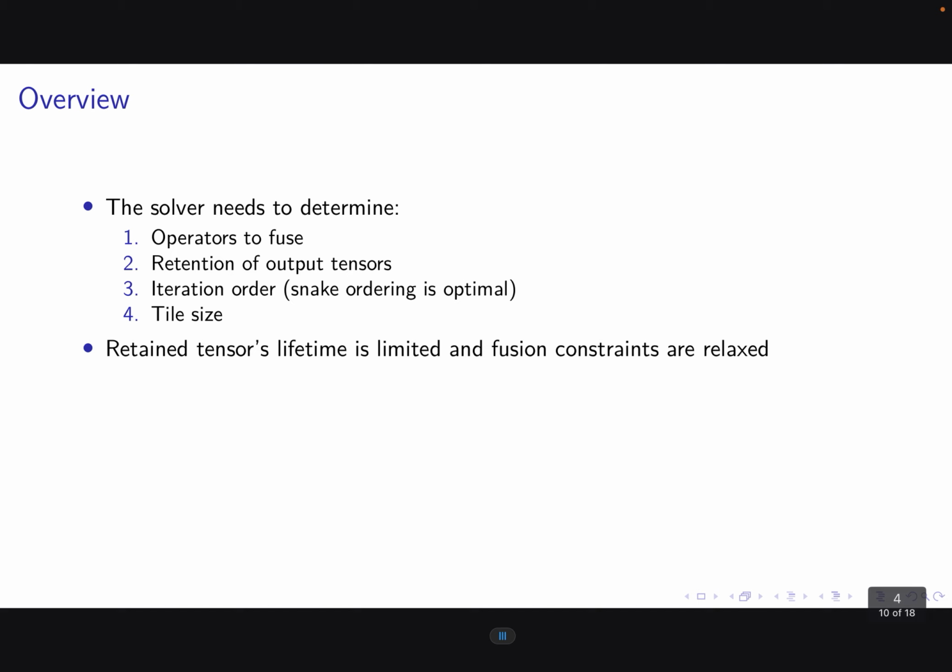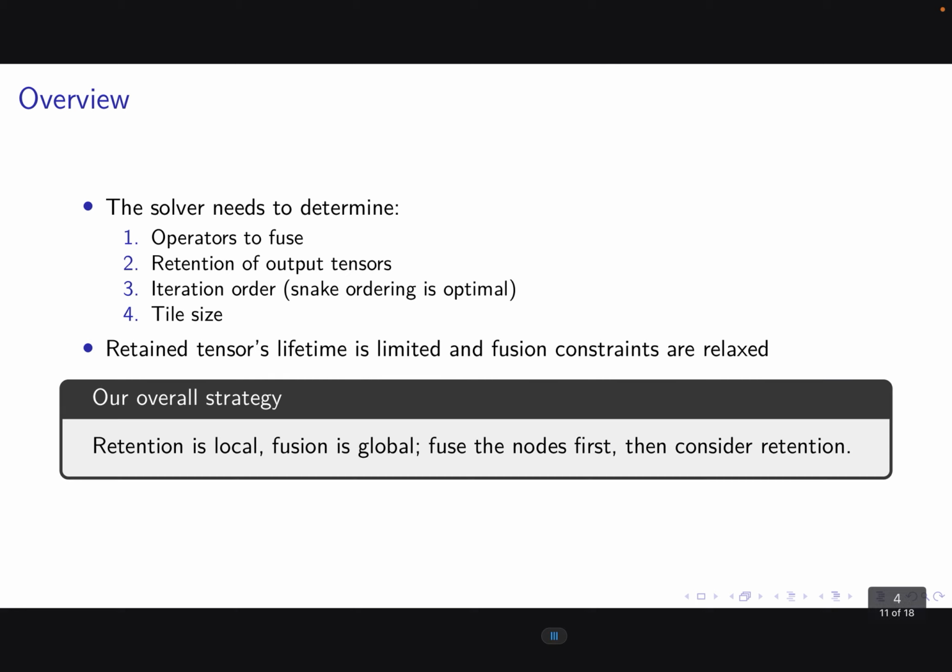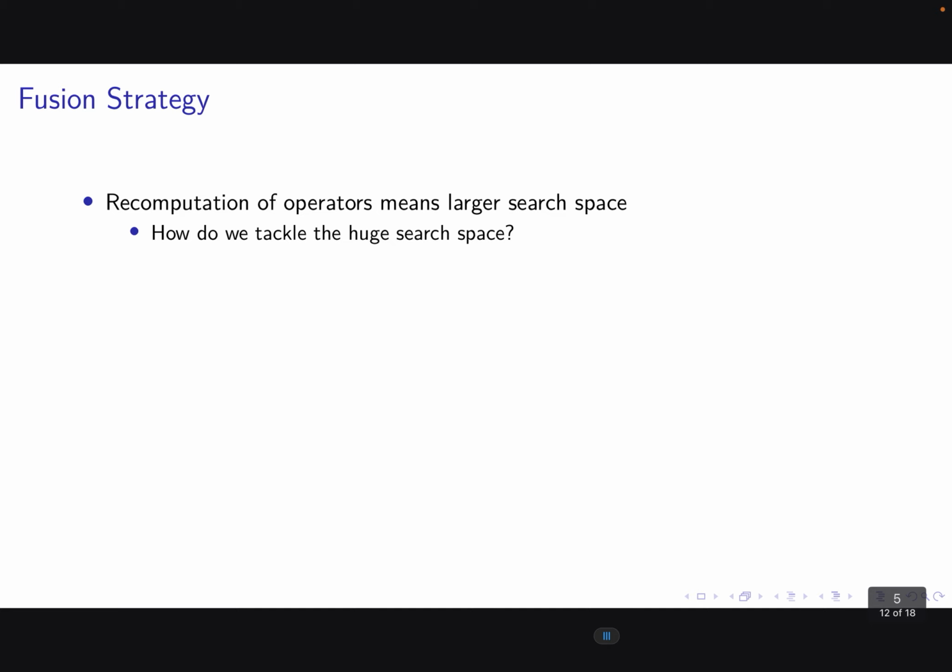One observation we made is that a retained tensor's lifetime is limited and fusion constraints are relaxed. So our strategy was to treat retention as global optimization, fusion as local optimization, and do global first, then go local later. And for the fusion strategy, we wanted to make use of recomputation, but this comes with a larger search space.